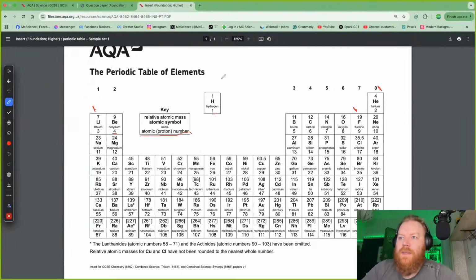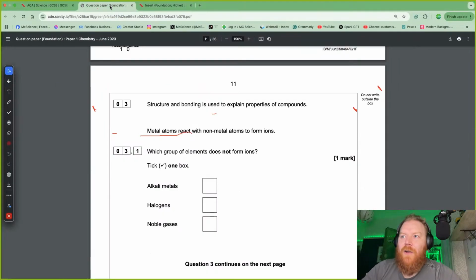Now, whenever we're thinking about our actual periodic table, it is that our noble gases are unreactive. And when we're looking at our noble gases, they aren't going to form ions. And with that, then, that has to be our only answer.